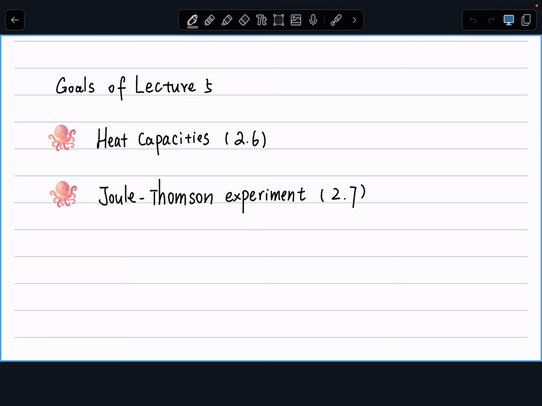So for example, when we write dW equals negative PdV, this is only applicable for reversible processes. And remember, when we say a process is reversible, we're saying it's a very slow process, and any small change will switch the direction for the system to go back to its original state. So it's a very slow process that's reversible.